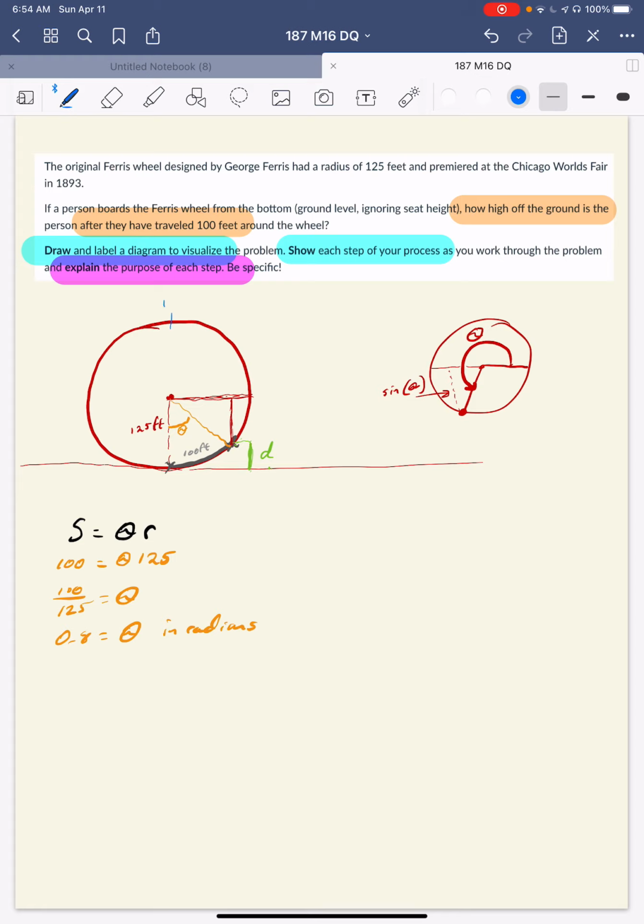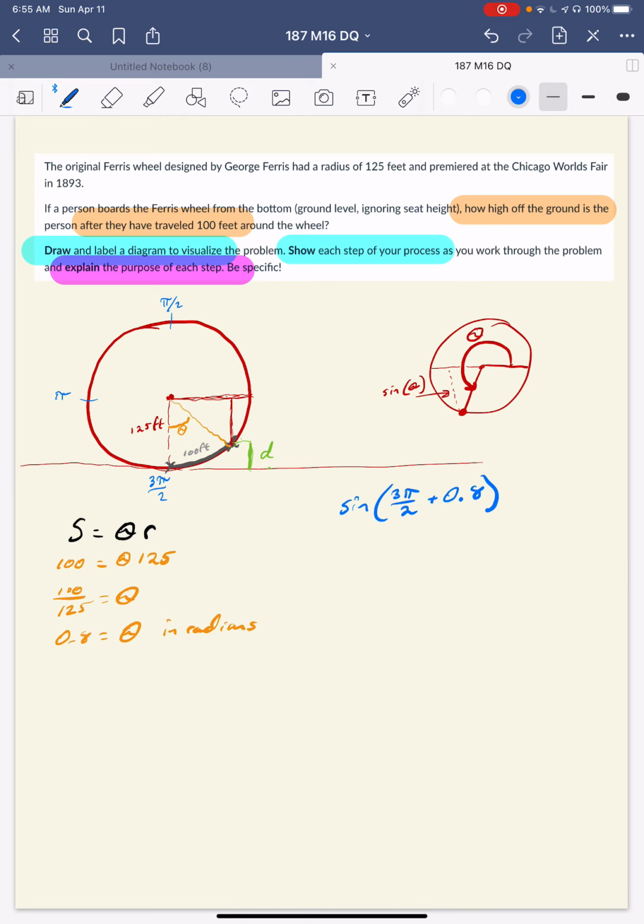So up here is pi over 2. Over here is pi radians. Down here is 3 pi over 2. And so the angle that I want to take the sine of is 3 pi over 2 plus that 0.8 that I just traveled.